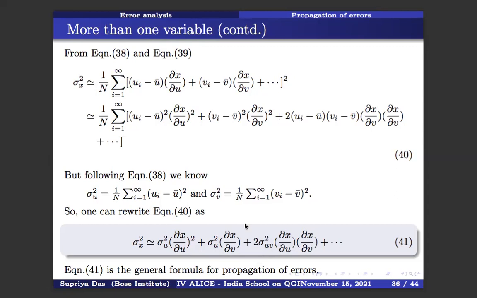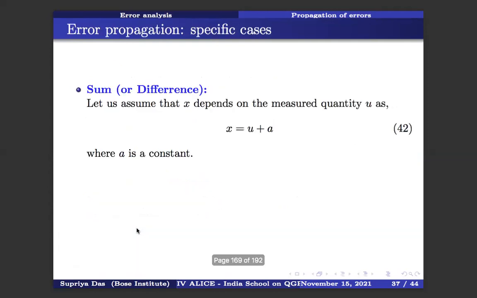Now, if you know u and v, and if you know the relation between u and v, what function of u and v is there in your actual x, then you can propagate the error. Sigma square u is the error in u, sigma square v is the error in v. Then you can propagate this and finally get sigma x, which is your aim. This is how you can do this.